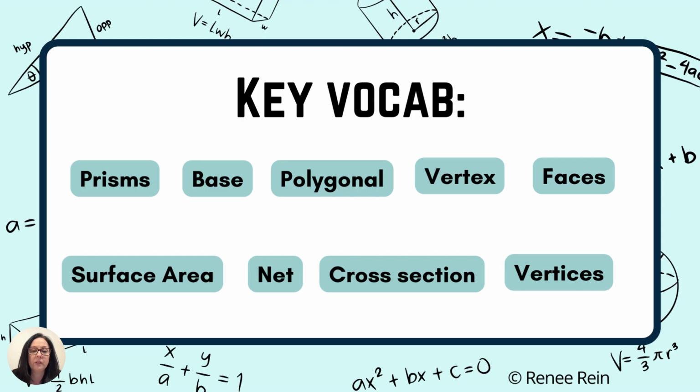We've got lots of key vocabulary here, but a lot of it you should already be familiar with. We've been using this language already. Vertex we've already used. Base, net, vertices have already been used. You would have been familiar with polygonal already, but maybe it's been a while. Prisms, faces, net, cross section might be new for you, and surface area. It's really important that you get into the habit of using the correct language and being familiar with the mathematical language.